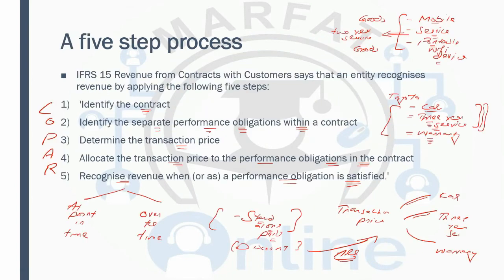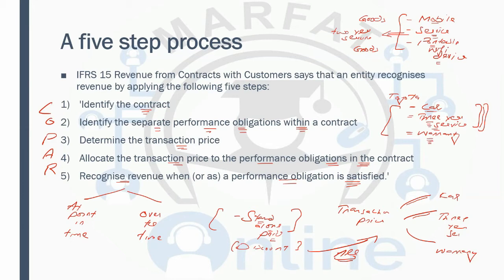Remember one thing, that you have to remember this 5-step model, which is contract first, and this should be in the sequence because you may have an objective test question which asks you to define the sequence. So remember this mnemonic or the acronym COPPER. Contract, identifying different performance obligations, and then determining the transaction price, allocation and recognition.